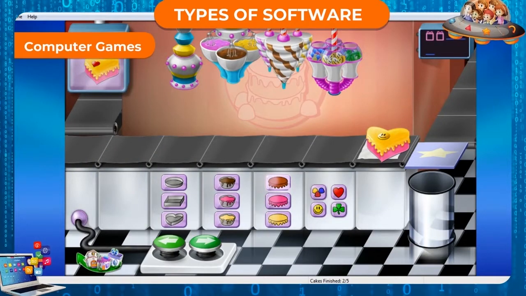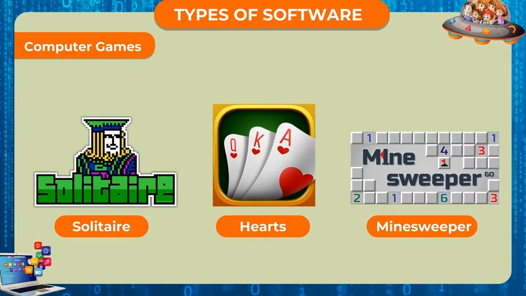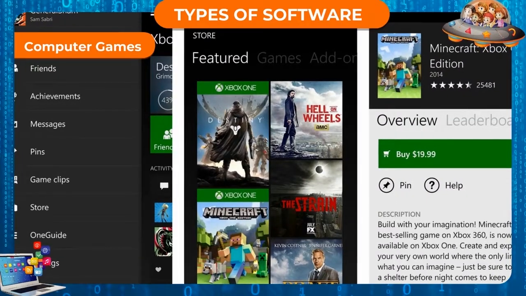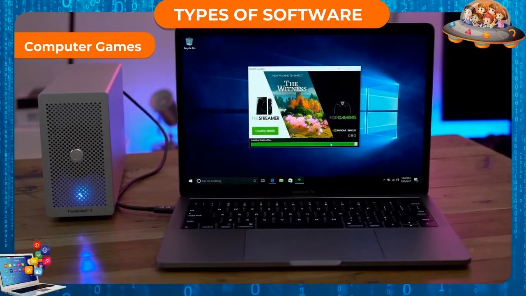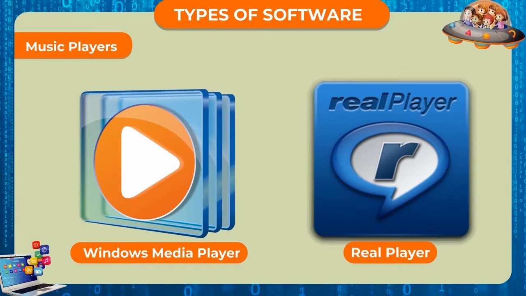Computer games. Computer games are also application programs. Games such as Solitaire, Hearts, Minesweeper, etc. are preloaded in Windows. We can also purchase games and install them in the computer. Music players. Windows Media Player, Real Player, etc. allow us to play music. We can create our playlists and install songs of our choice.